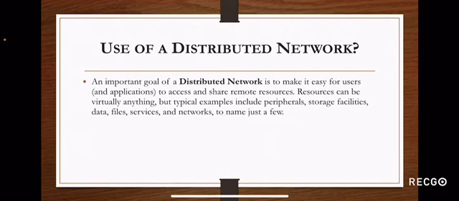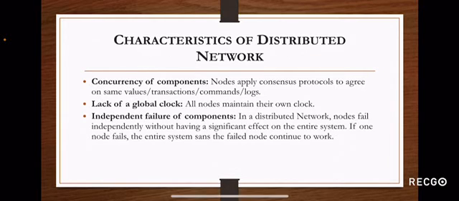Then use of distributed network. An important goal of distributed network is to make it easy for users to access and share remote resources. Resources can be virtually anything, but typical examples include peripherals, storage facilities, data, file services, and network, to name just a few.